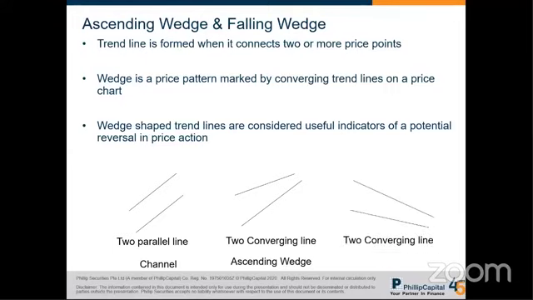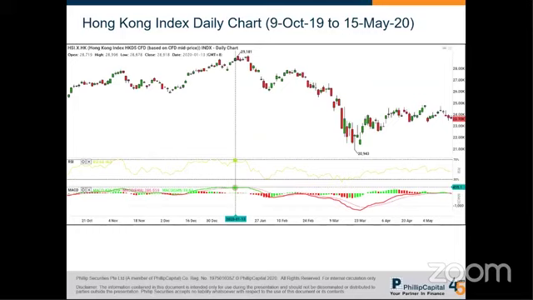Next one will be two converging lines also, but pointing downwards. What it's called is a descending wedge. So we just take it to a Hong Kong index. If you trade the Hong Kong index on a daily basis, you can see the price movement. Not like the STI, where sometimes there's a lot of movement, sometimes there's not.